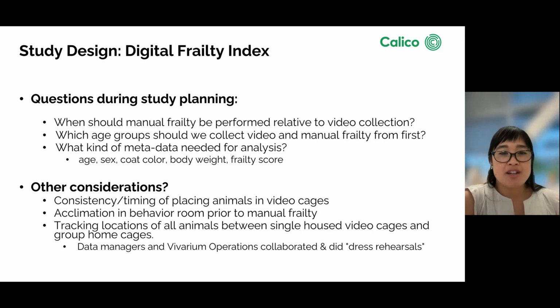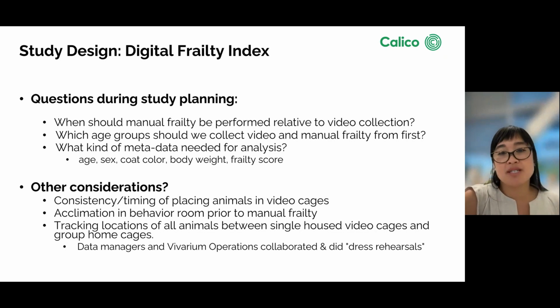And then working with our data managers, we had to answer the question of what kind of metadata was needed for analysis. And so in addition to age and sex, because we were working with a diverse outcross mouse, we wanted to know what the coat color was, because that could impact our measurements, as well as body weight, and then the frailty score. Other considerations that we had to talk about, things like how long do we need to acclimate them prior to manual frailty? How long did we need to record them to get a good signal on some of our metrics?